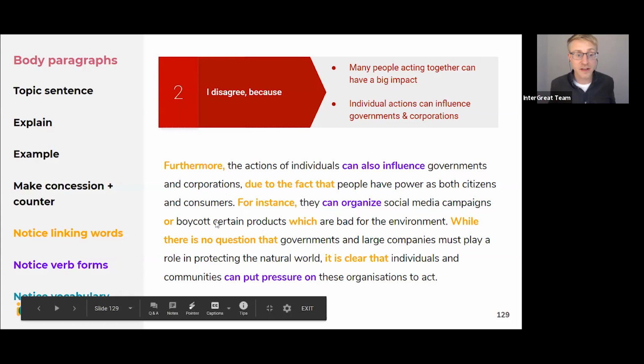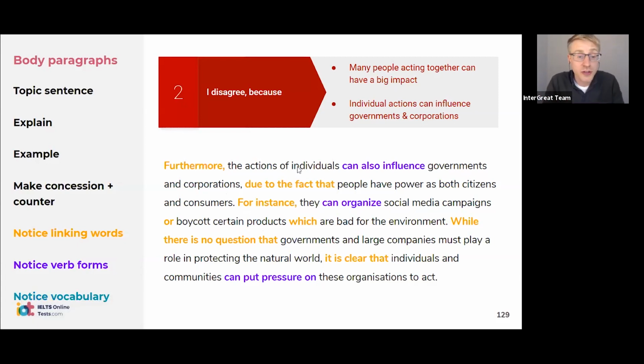Finally, you could just use the present simple, Alexis. It's just that the can gives it a bit more complexity. It's a bit more advanced language. It sounds a bit more academic. If you just say actions of individuals influence governments, people organize social media campaigns, it's correct, but it's not quite as academic sounding. And yeah, could here would be all right, Ronak, as well. Except not should, because you're talking about what they do now, right? You're talking about what they are actually doing now, not what they should do in the future.